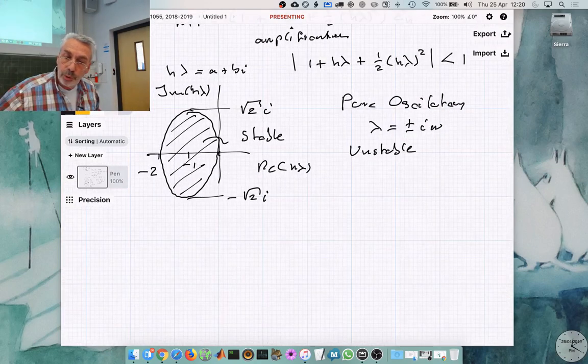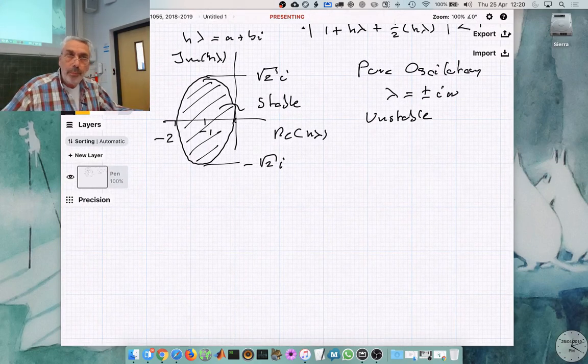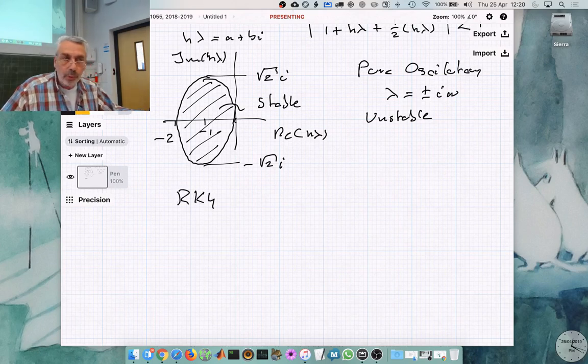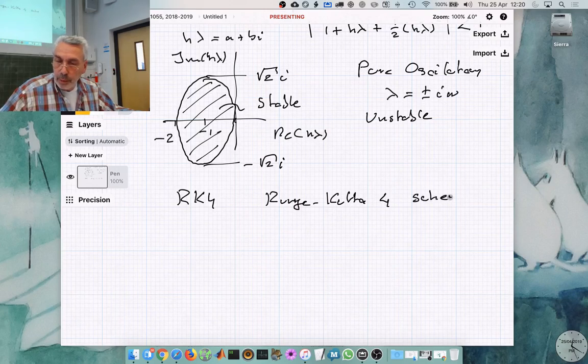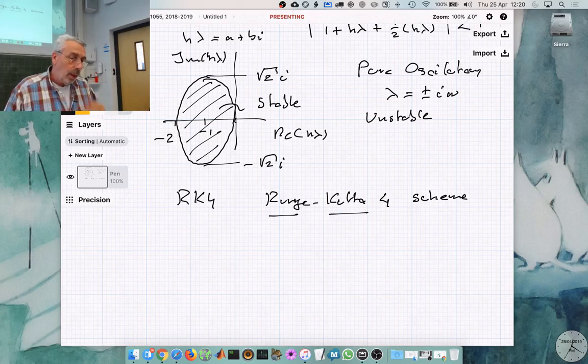Is there a solution to the problem? Well, there is a scheme which is very useful, and that is a famous scheme which is called RK4. It's a Runge-Kutta 4 scheme. In the book, it explains who is Mr. Runge and who is Mr. Kutta. There are even pictures of them. And it also explains a little bit what the origin of the method comes from.